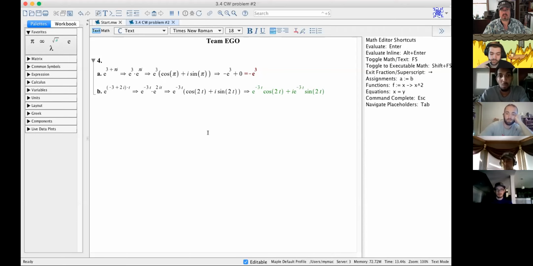How do you take a real number, raise it to an imaginary power, and have it be something meaningful? Welcome, my friends, to complex numbers. There's a whole realm out there of mathematics that we're going to make use of.